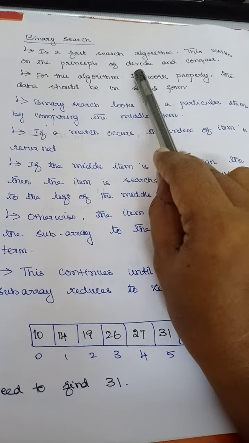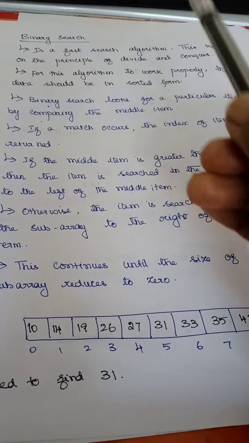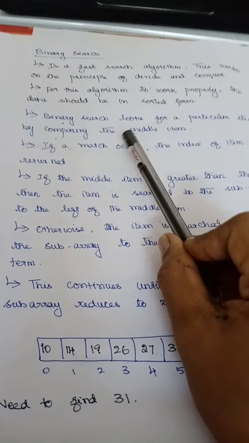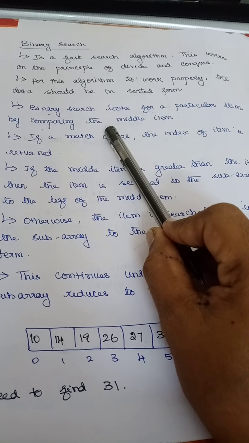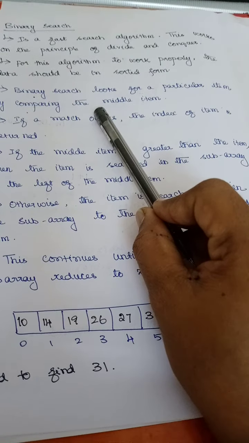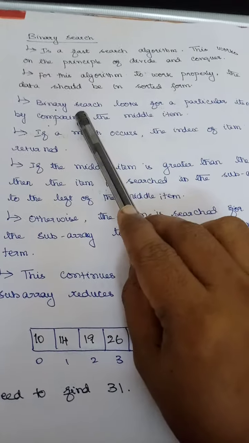And this is a fast search algorithm, right? And it uses divide and conquer. Divide and conquer is nothing but dividing my problem into sub-problems, right? Now, if you want to make this algorithm work, then the elements should be in sorted order, right? Only then can I use this algorithm.